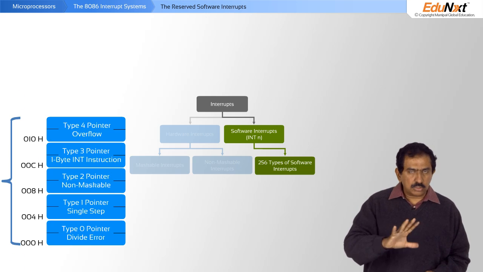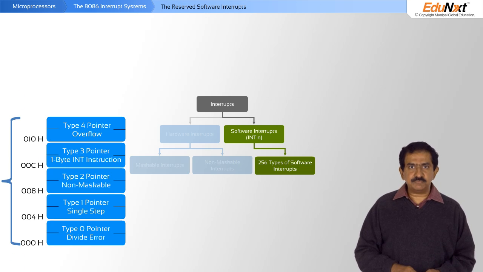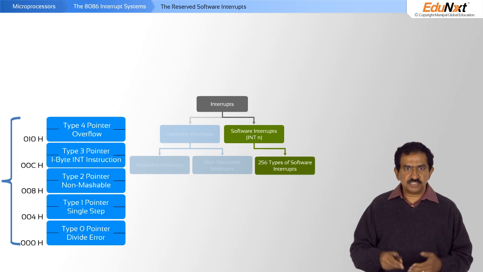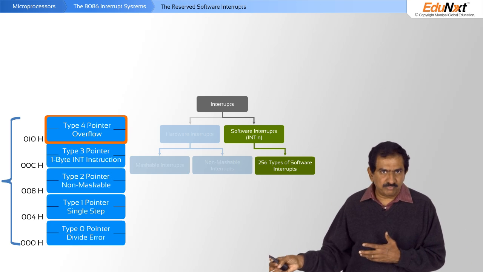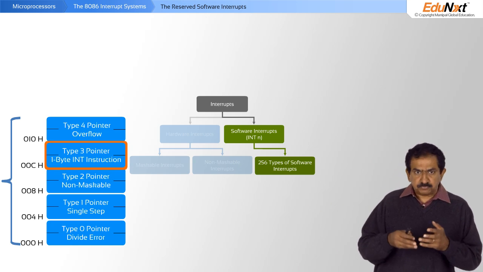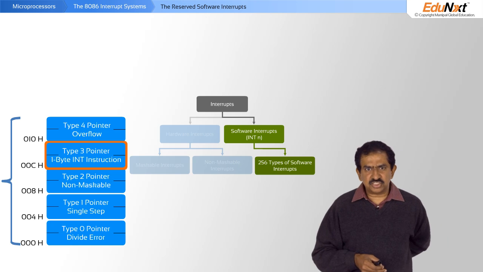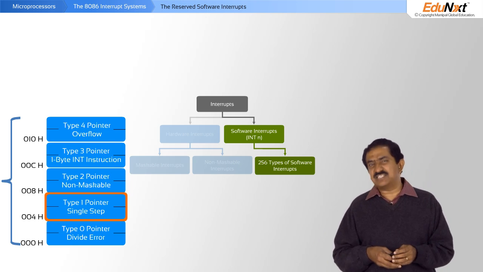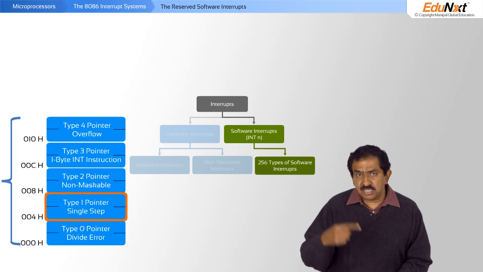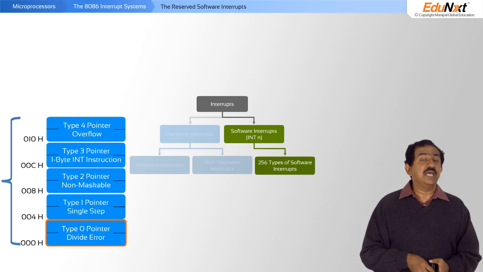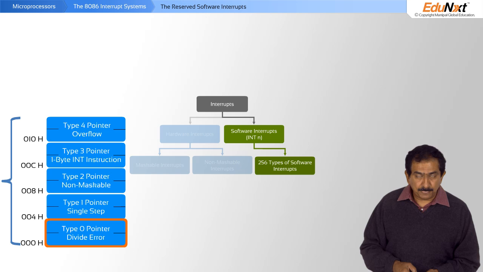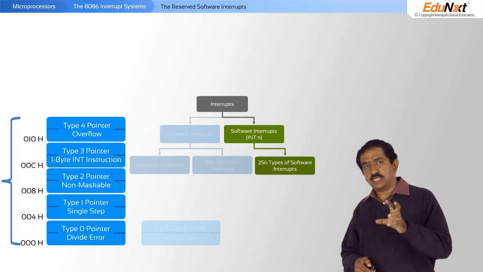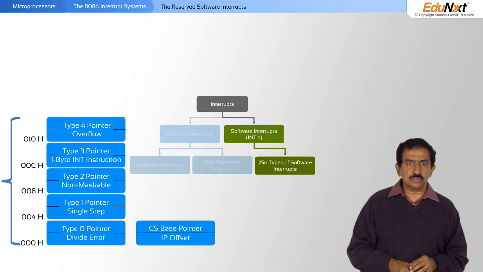The 5 bottommost kinds of interrupts are reserved for special purposes. Type 4 is for overflow errors, type 3 is a single byte interrupt instruction, type 2 is a non-maskable software interrupt, type 1 is single stepping, so this is used for debugging, breakpoint establishment, and so on and so forth, and type 0 is a divide error.